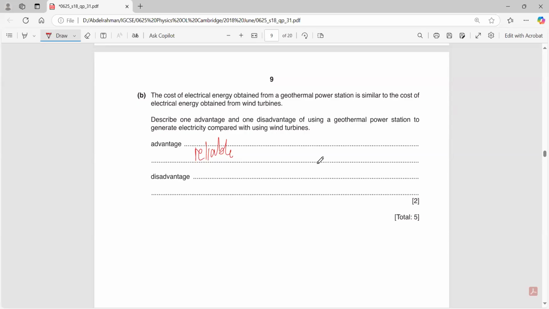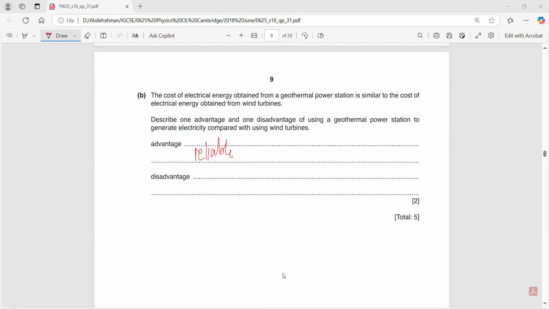What about a disadvantage of a geothermal power station compared to wind turbines? Too much space? Actually, if we talk about the actual space, wind turbines take up much more space. Someone is saying better looking, but it doesn't actually have to do with how it looks.